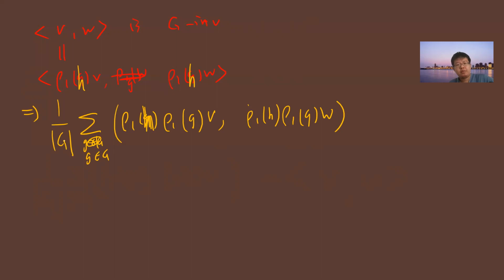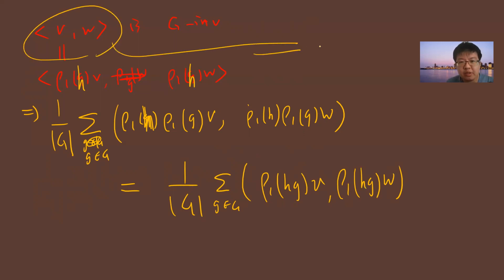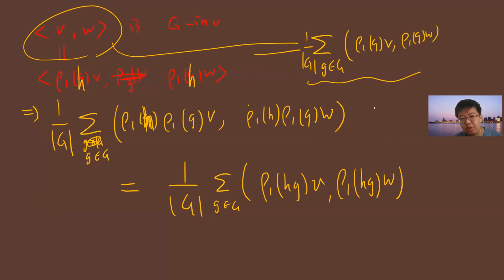This is 1 over |G| times the summation over g, and by definition of group representation, it is the inner product of rho(hg)V and rho(hg)W. Remember that the new inner product is by definition just this. So we need to show these are equal.